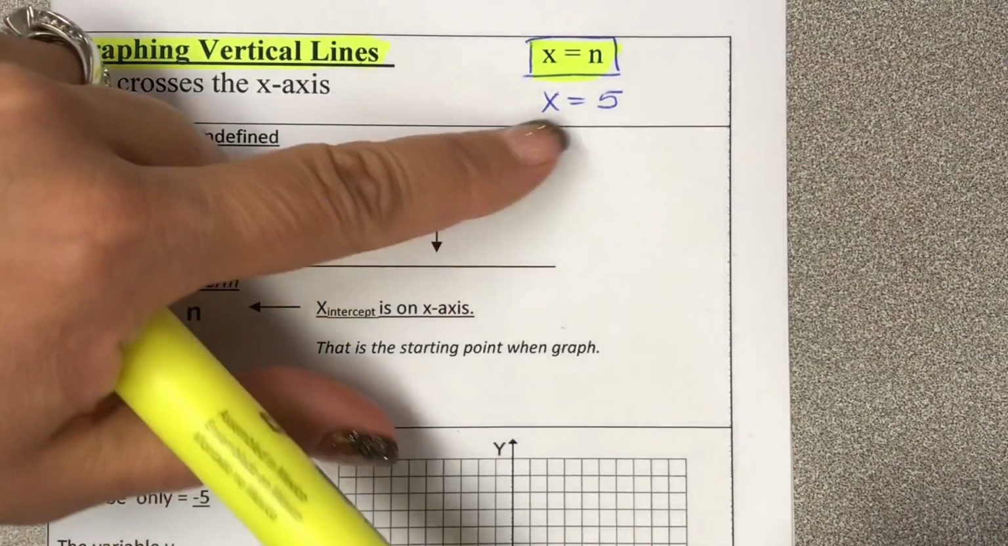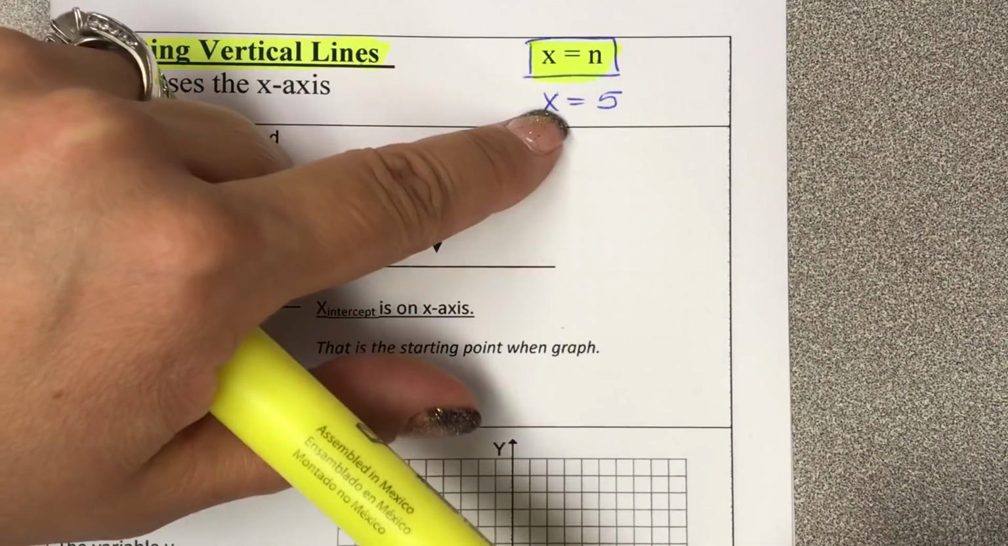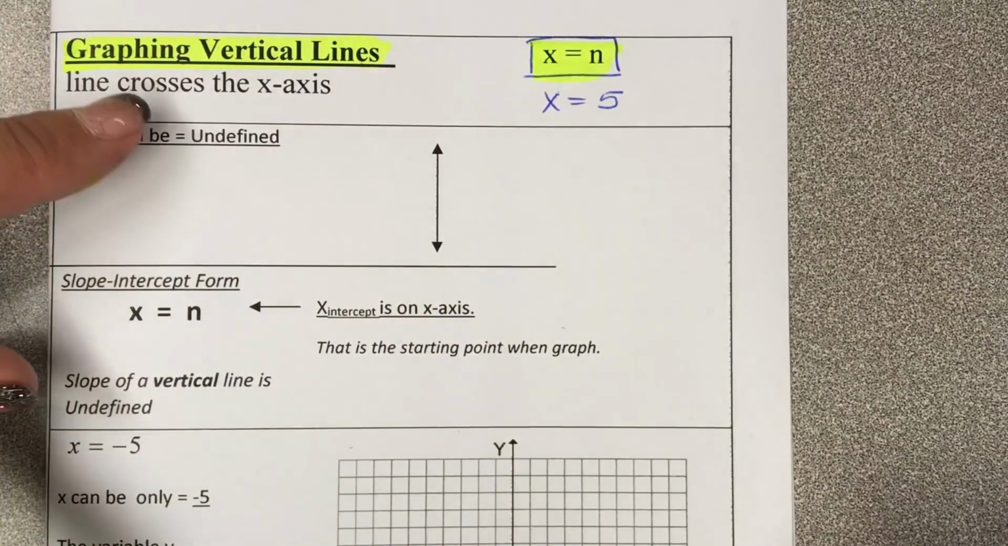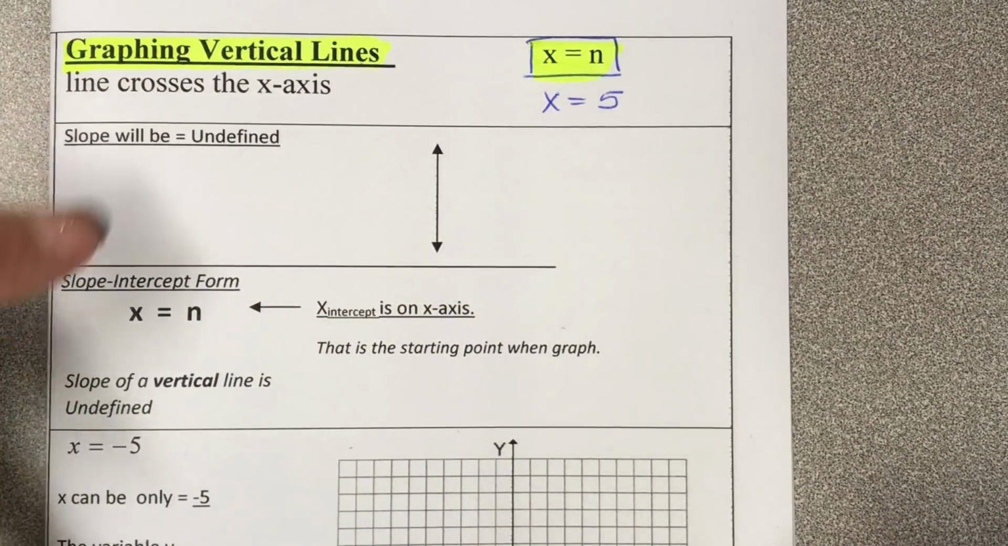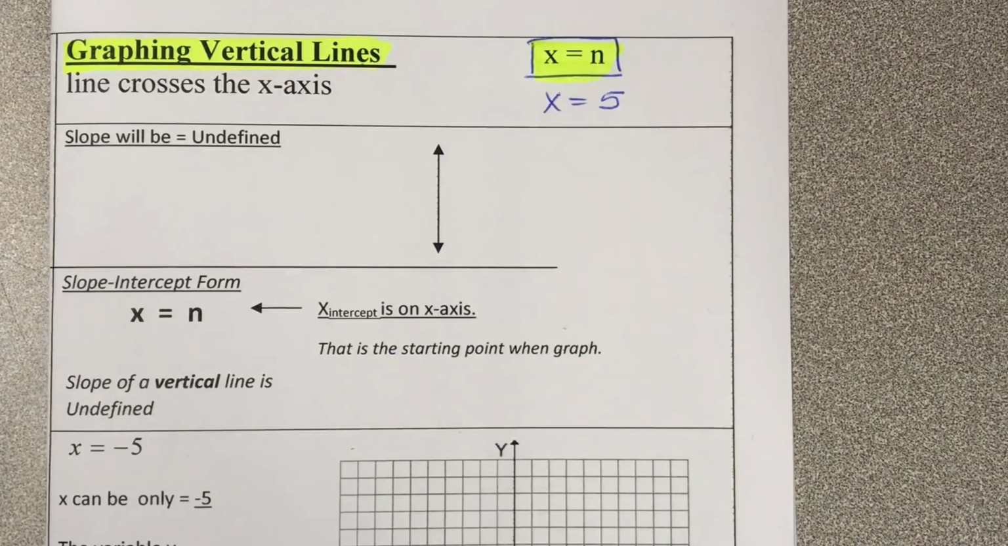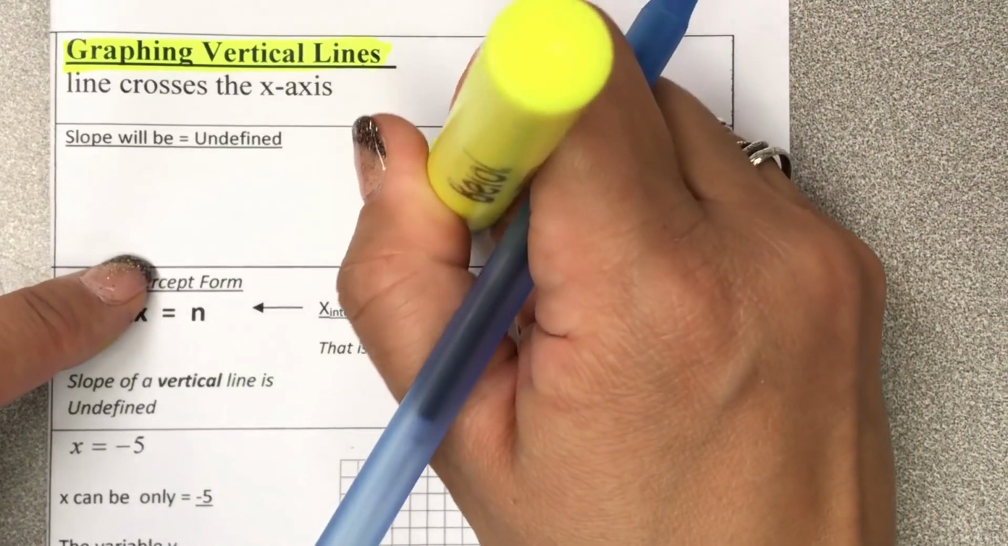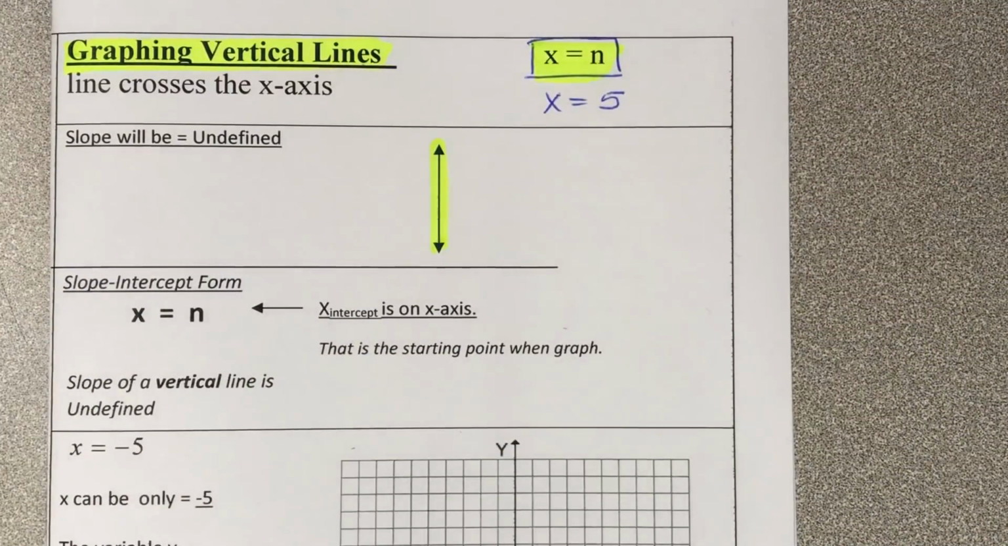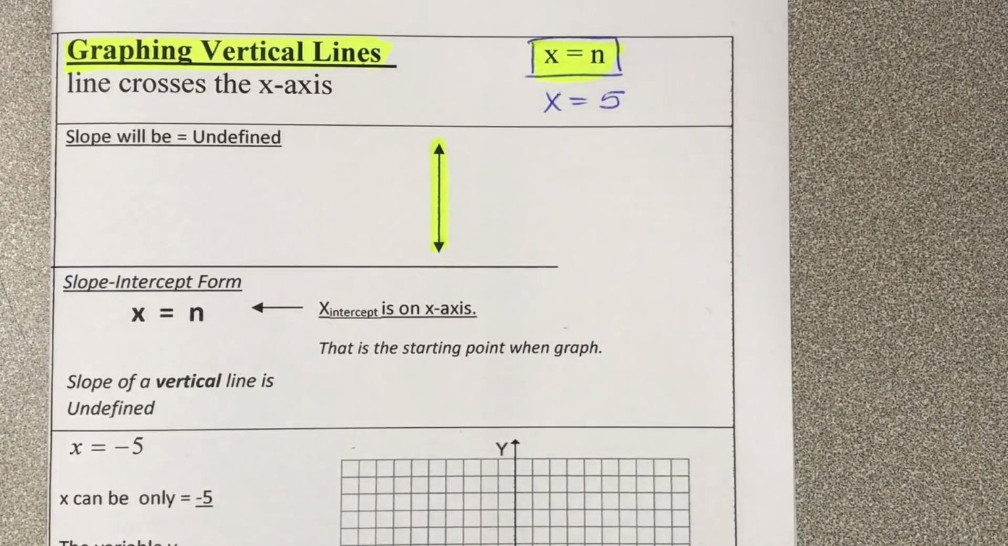And that will be called the x-intercept. With x equals 5, the line will go through the x vertically. The line will cross the x-axis. And the slope of this line will be undefined. So when we have a vertical line, the slope is undefined or does not exist.